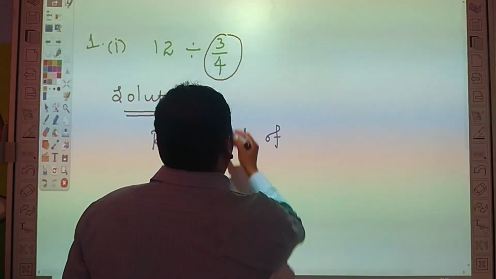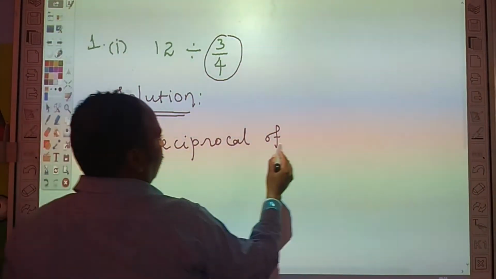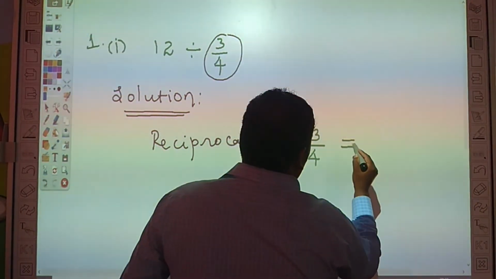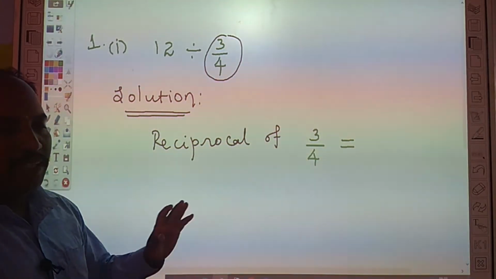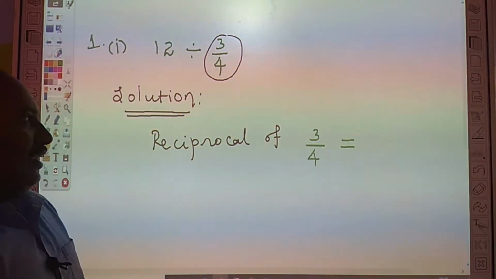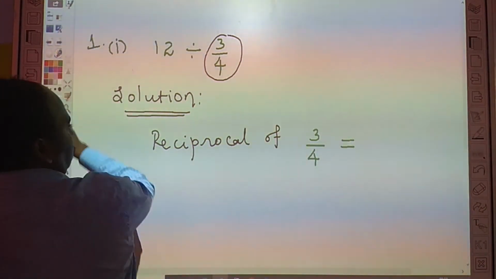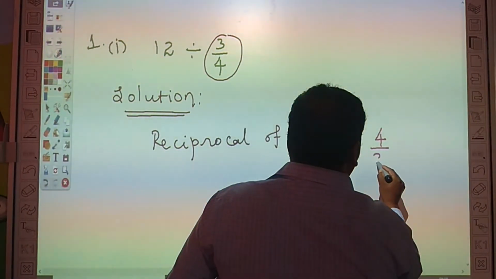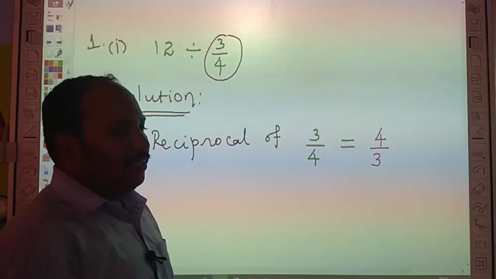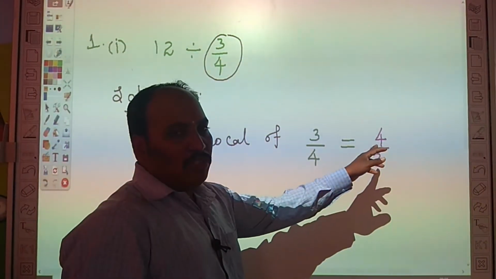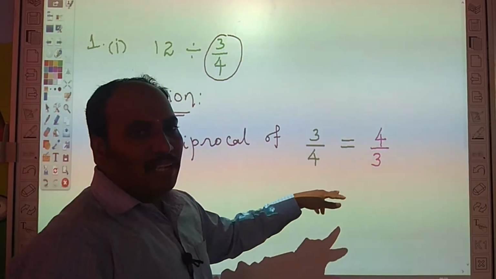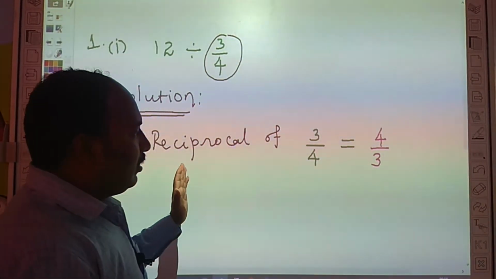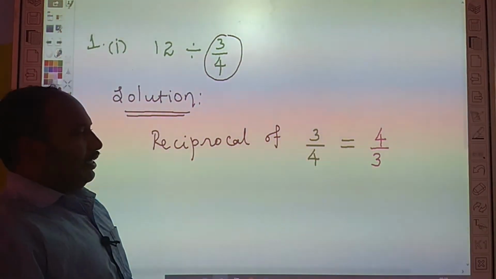Reciprocal of 3 by 4 is equal to 4 by 3. Denominator goes to numerator, numerator comes to denominator. That is a reciprocal. The reciprocal of 3 by 4 is 4 by 3.